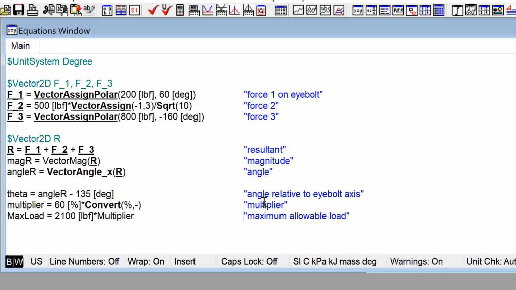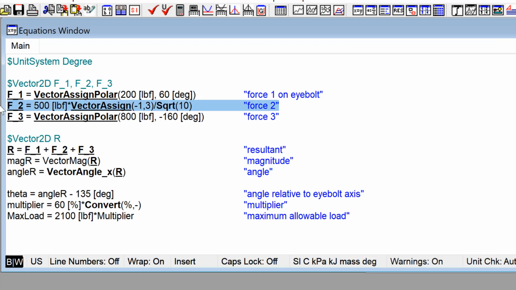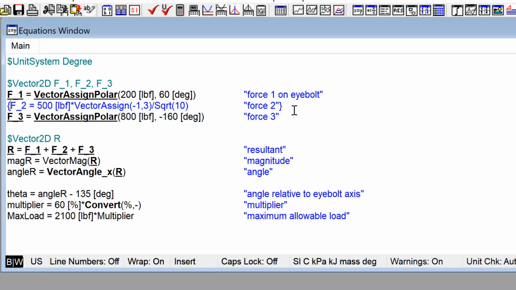So for example, we can answer some of the questions that were posed in the textbook, like what would happen if we were to remove these forces and only apply a subset of them? Would the eye bolt still be okay? So for example, maybe we want to understand if I were to remove force F2, would the eye bolt still be acceptable? One way to remove any line of code is to highlight it the way I've done here, and then right click on it and just select comment. And that has temporarily removed the line of code that assigns F2.